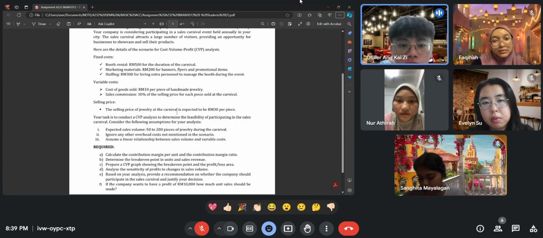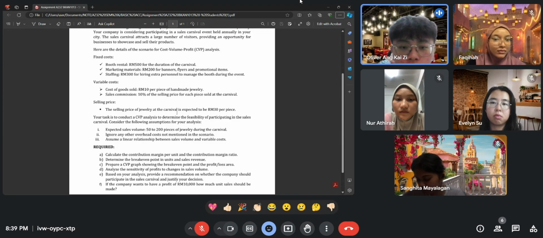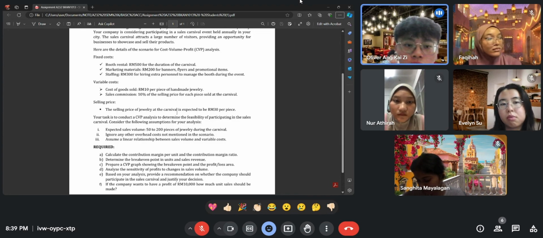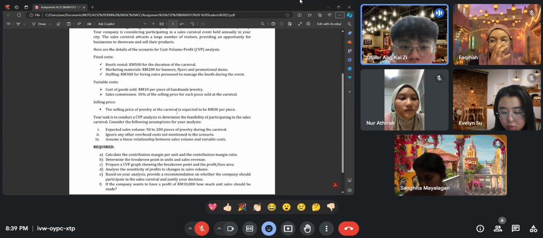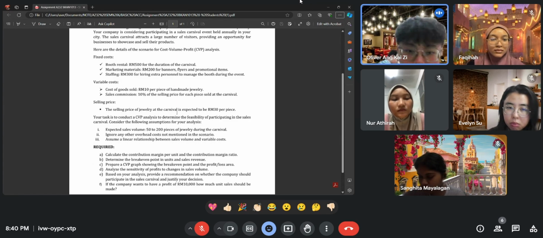So consider the following assumptions for your analysis. The first is expected sales volume of 50 to 200 pieces of jewelry during the carnival. So I think this can be used for the CVP when we draw the graph. For the second, ignore any other overhead costs not mentioned in the scenario. Then assume a linear relationship between sales volume and labor cost.